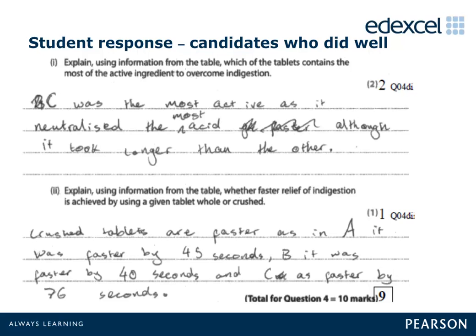Most candidates performed well on Part 1, but were not as successful on Part 2, mostly through poor expression or by just repeating the question. For example, "Crushed tablets because they were faster."